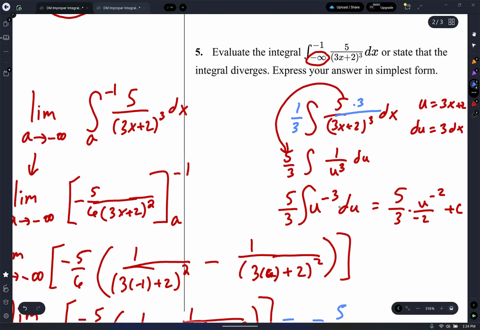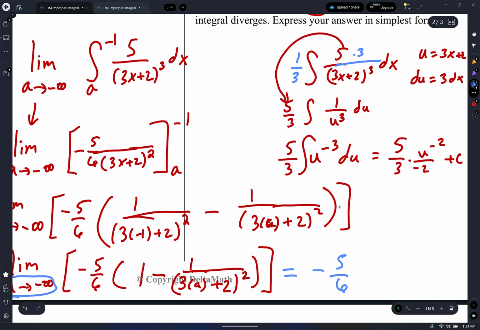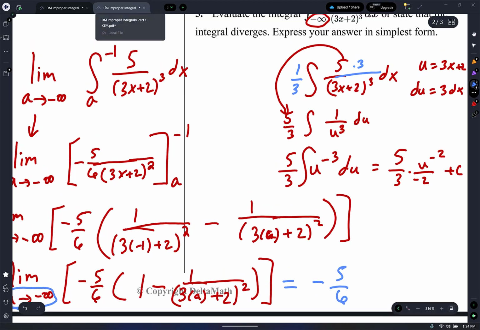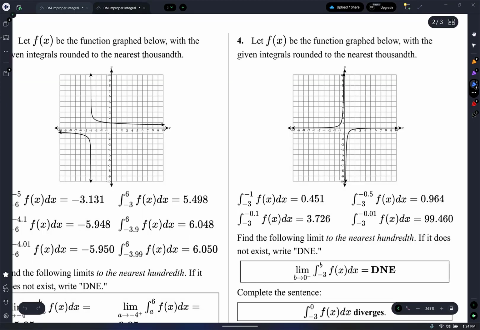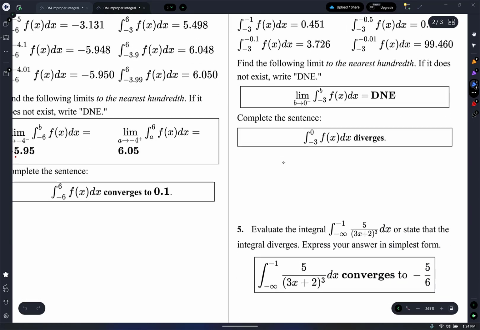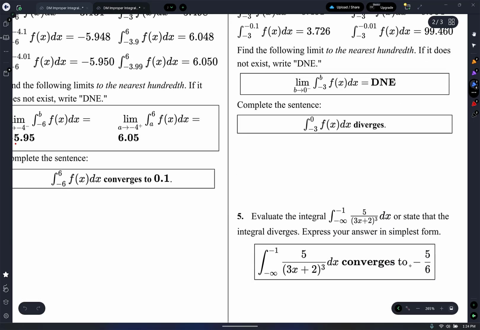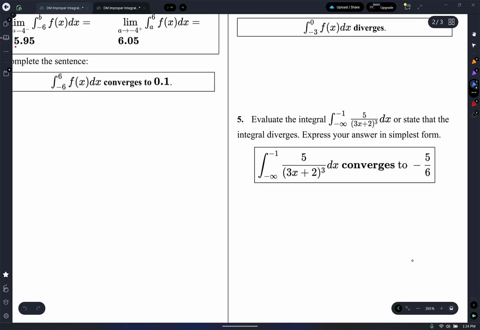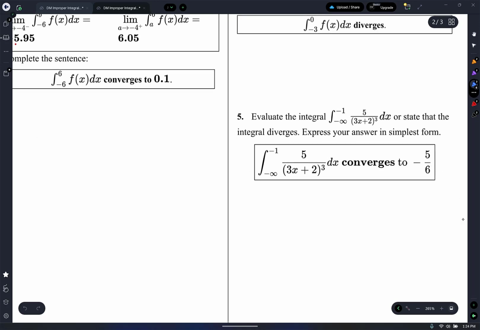Express your answer in simplest form. Oh, well, there it is. Should I look at the key? Yeah, let's look at the key. There it is. Converges to negative 5/6. They don't show any work. They just give you the answer. So it's kind of like saying 1 minus 0. 1 minus 0. Okay.